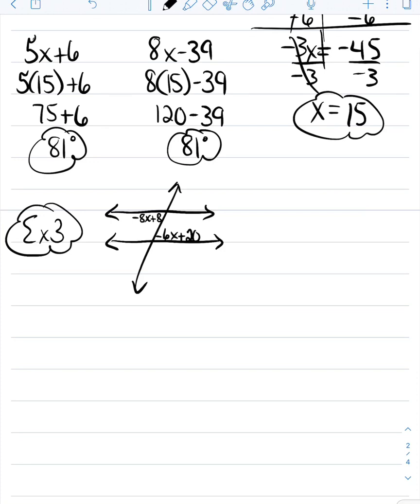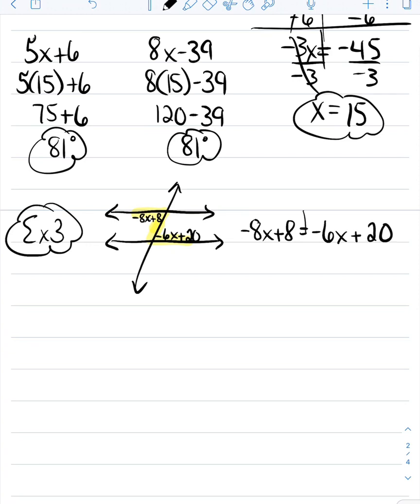So let's just go through our steps. That's how math works. We just have steps or a process. So first, here are my two angles. Is that one of the angles that I recognize? Yes, it is. Those are alternate interior angles, so they're equal to each other. So for step 2, my equation will be negative 8x plus 8 equals negative 6x plus 20.